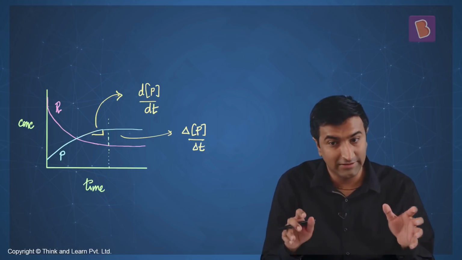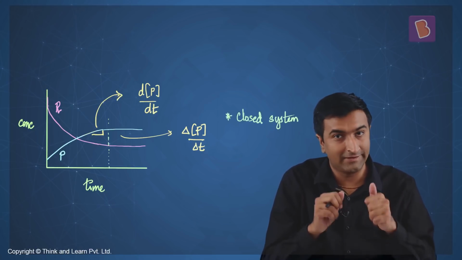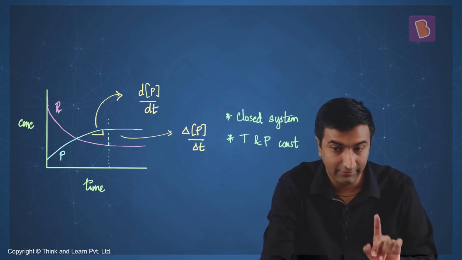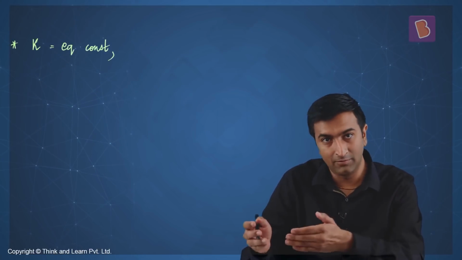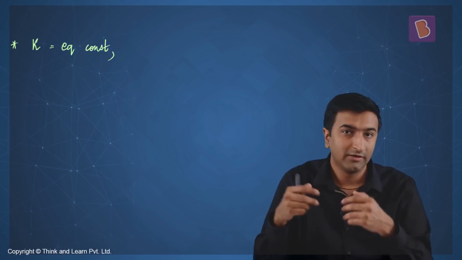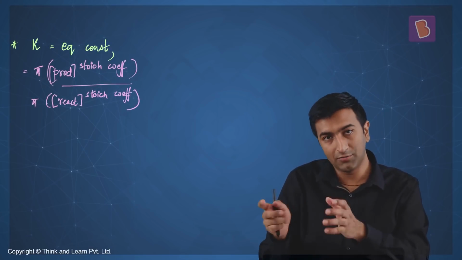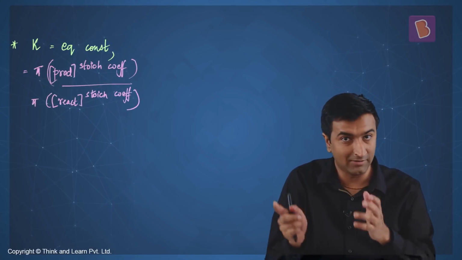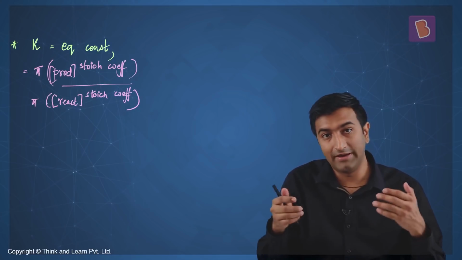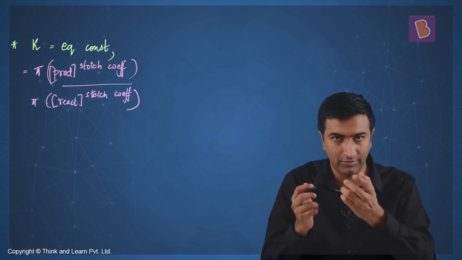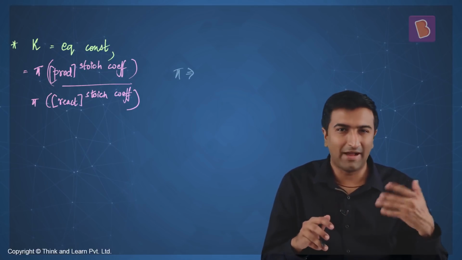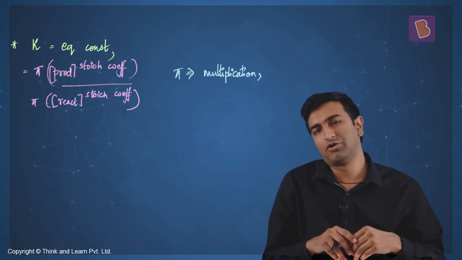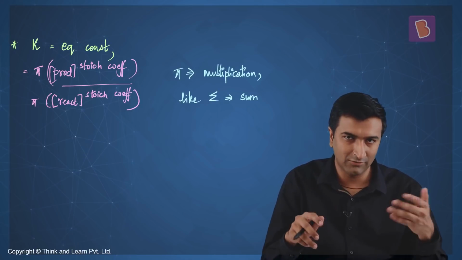Anyway, equilibrium is achieved in closed systems when temperature and pressure are constant. Very, very important idea. Next idea: K, the equilibrium constant, is simply the product of all the products raised to their stoichiometric coefficients, divided by the product of the reactants raised to their stoichiometric coefficients. That's what this symbol pi tells us. Sigma is summation, so pi is just product.